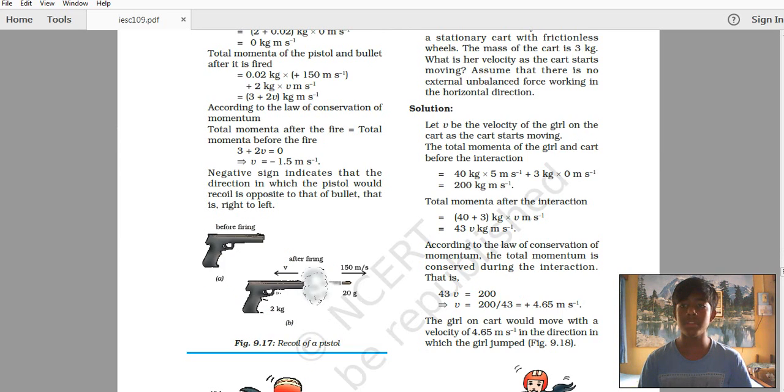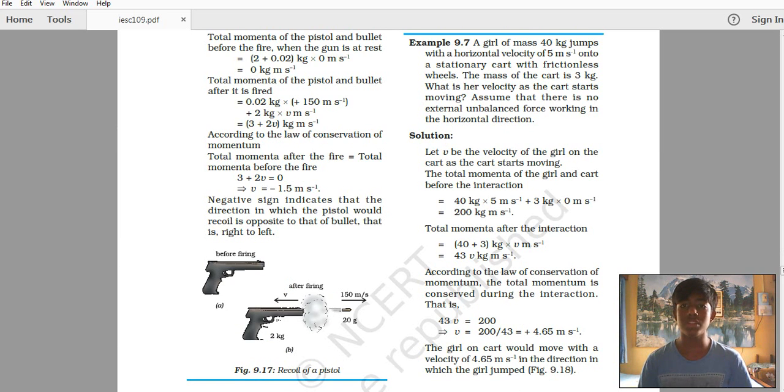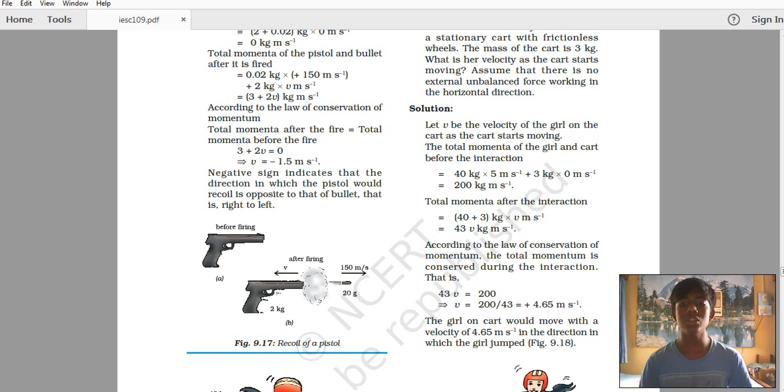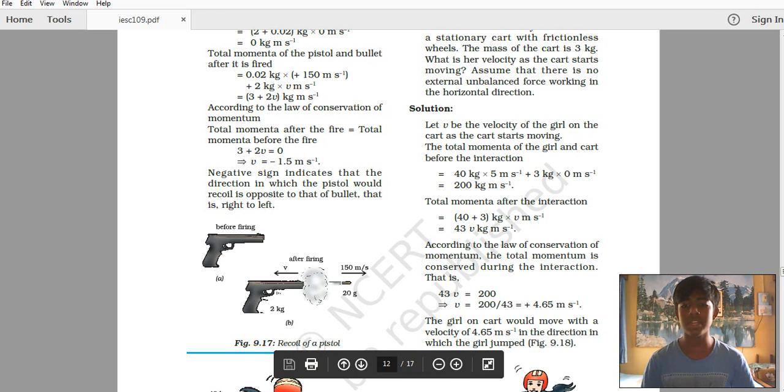And these are some questions. I have solved this question: a girl of mass 40 kg jumps with a horizontal velocity of 5 meter per second onto a stationary cart with frictionless wheels. The mass of the cart is 3 kg. What is her velocity as the cart starts moving? Assume that there is no external unbalanced force working in the horizontal direction. I have solved these questions, but in my own way. You can also see this, but I prefer that my way is easier.